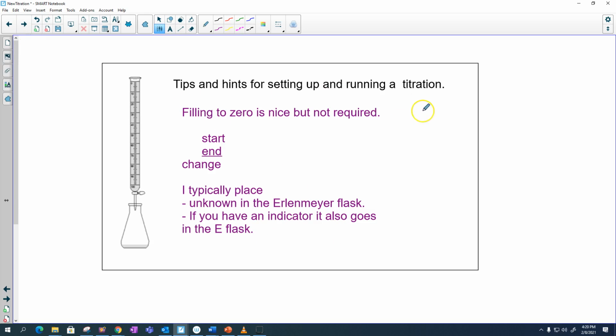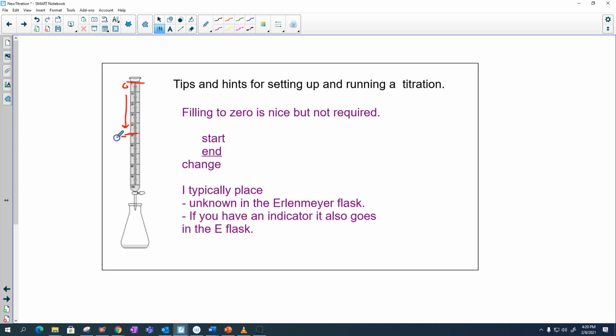Alright, so tips and hints when setting up and running a titration. So we'll eventually have an opportunity, if you have not yet, to run a titration. A couple things that I would mention. One, we don't typically have to fill it to 0. You'll note that it says 0 up top even though it's full. That's because this thing is marking out the milliliters added. If you're at 0 and then you measure it, it tells you how much you added.